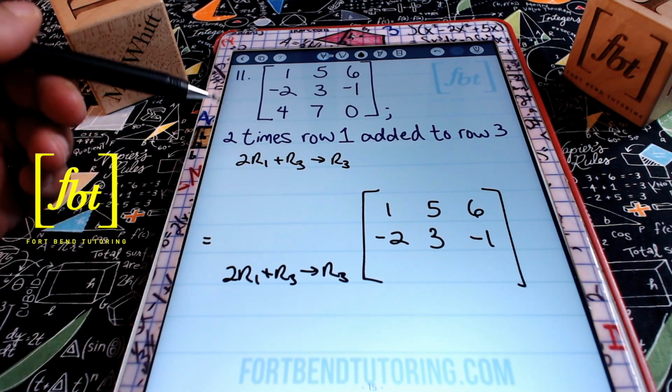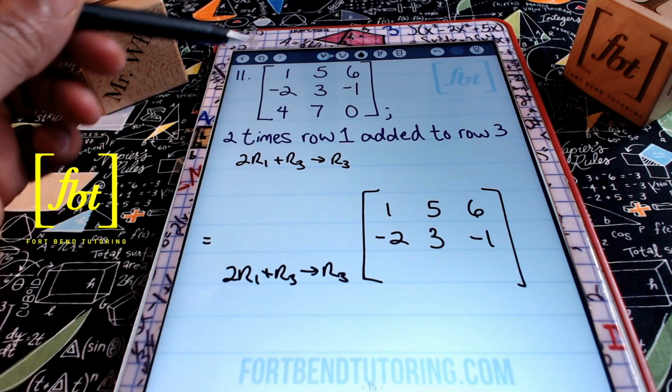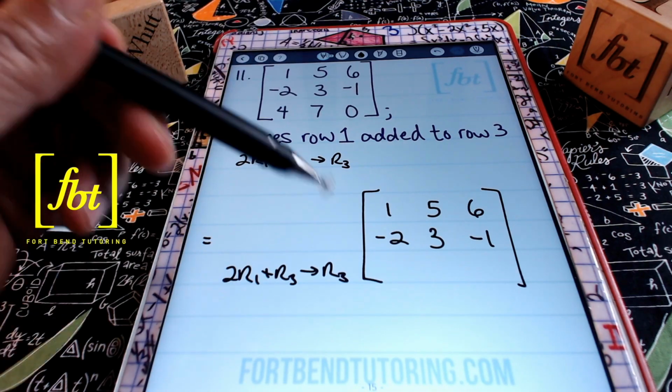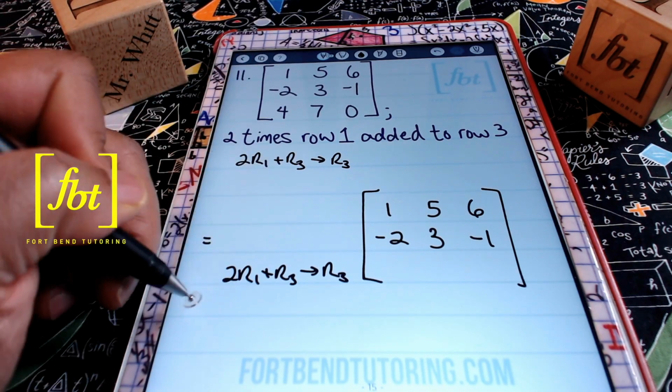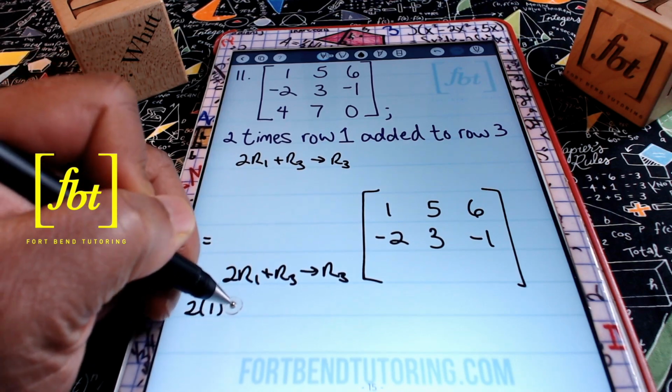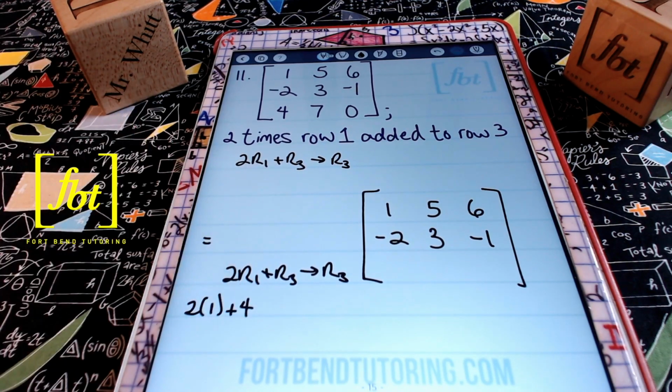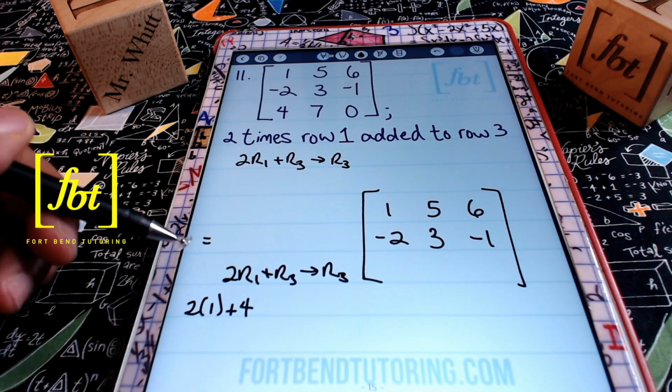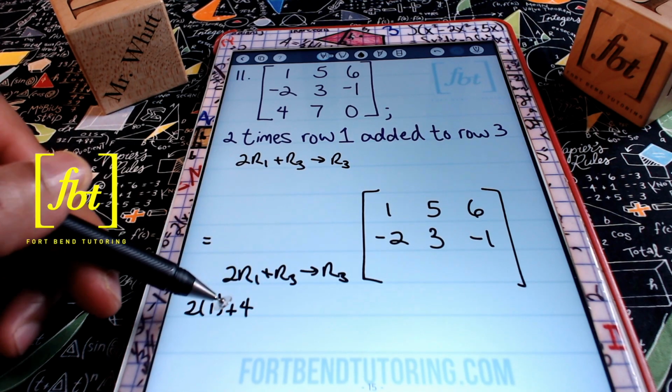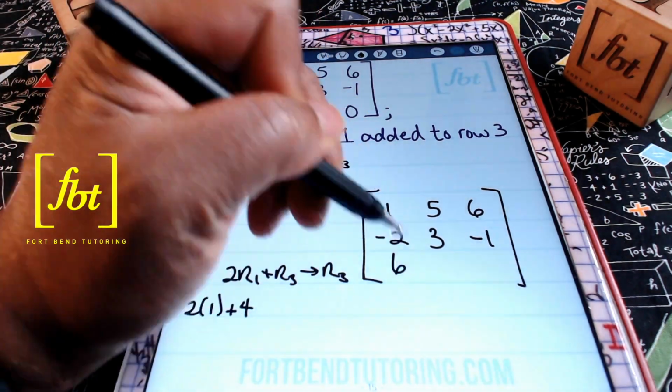We'll have 2 times row 1. Add that to row 3. Put the result in row 3. So we'll have 2 times row 1 plus 4 is basically what I'm looking at here. So this gives me 2 plus 4. That gives me 6. There we go.